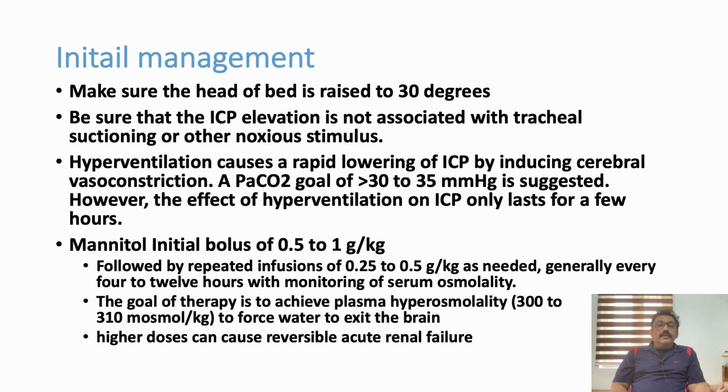Then, other measures which can transiently reduce the ICP: you can hyperventilate the patient. But that is only possible if you are mechanically ventilating the patient. You can increase the respiratory rate and do hyperventilation, and you can bring the patient's PaCO2 down to 30 to 35 millimeter of mercury. That can be done. It is a short acting measure to reduce the ICP.